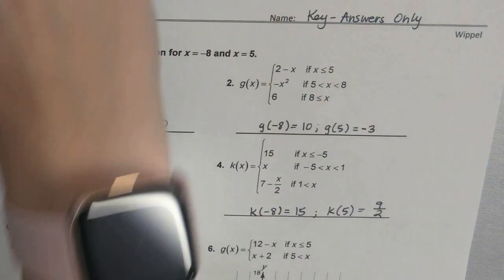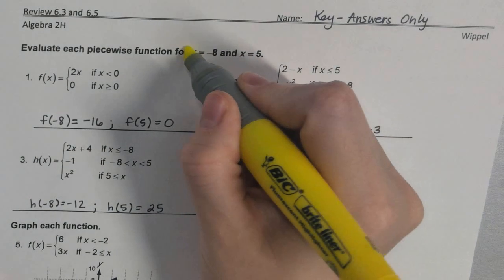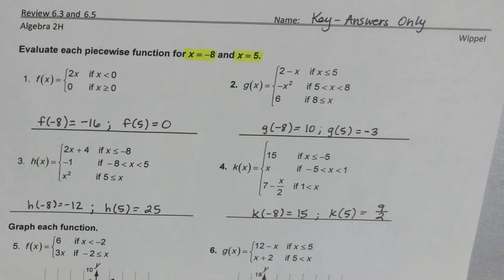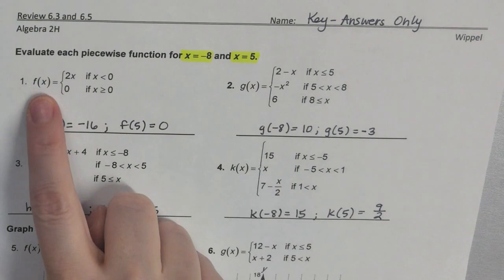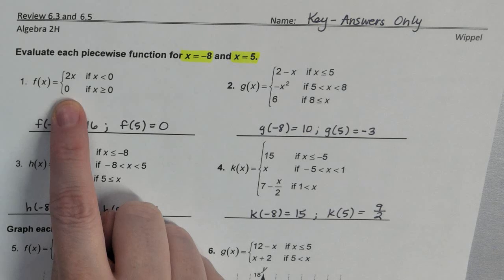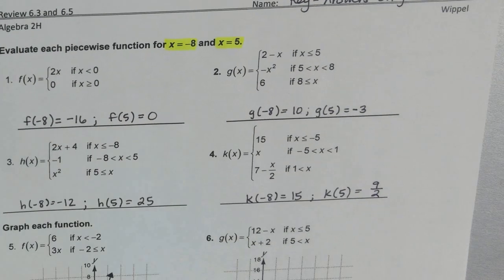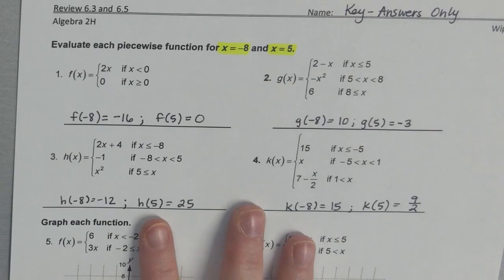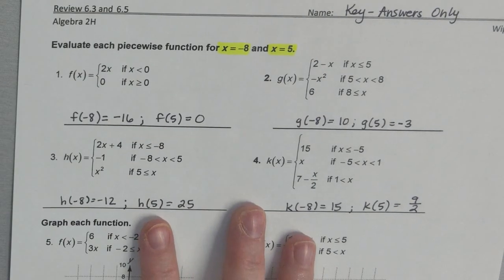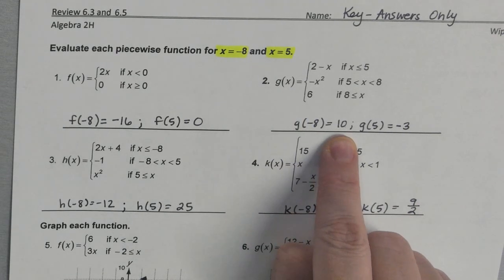So they tell you in the directions what you're going to solve for, right? So you have the -8 here and then the 5. The f of 5 means you're plugging 5 into f of x. And then there's nothing to plug in for if it's a constant. So anything that's greater than or equal to 0, if you plug it in, you should get 0. Okay, and then for number 2, g of -8, this is your g of x, should be 10.